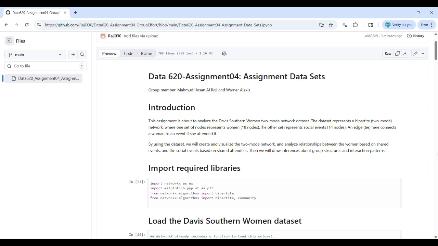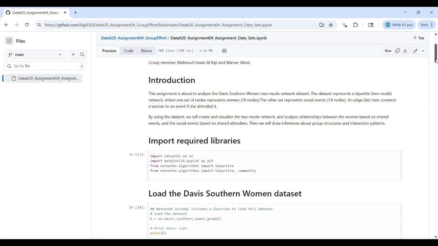Hello everyone, this is the Data 620 Assignment 4 datasets presentation. In this assignment, Mr. Warner, Alexis and I worked together, and here is the introduction.